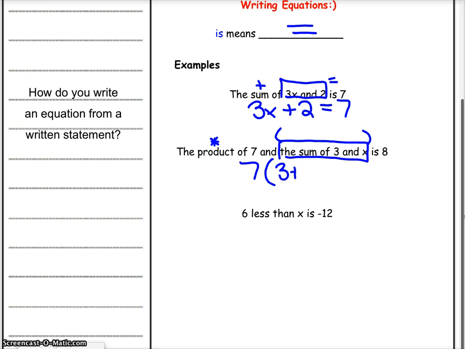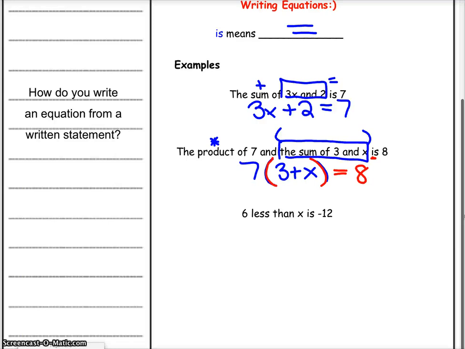So I have to go, the sum of 3 and x, times it by 7. You have to tell your problem solver to find the sum first. That's why we use parentheses. Find the sum, times it by 7. Is means equals 8. The point of possible confusion would be, when do you use parentheses and when do you not? Anytime you have two operating symbols, you should use parentheses, or vocab words: product, sum, parentheses. Okay?